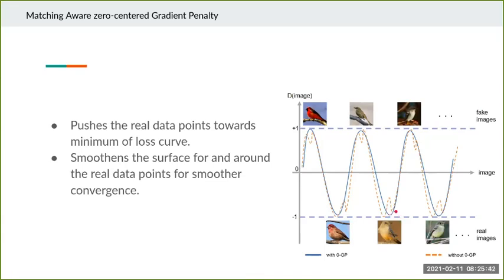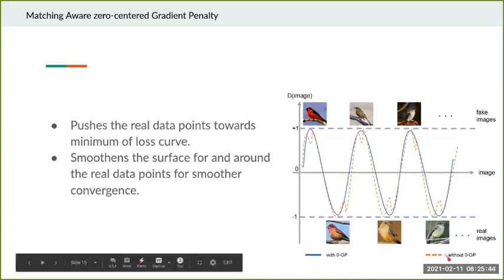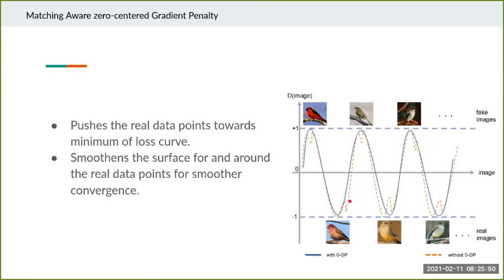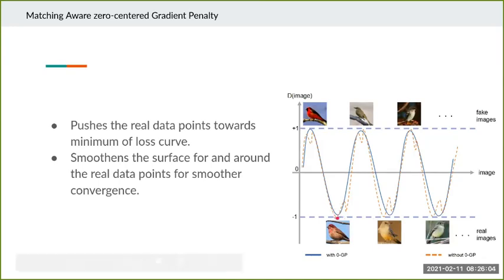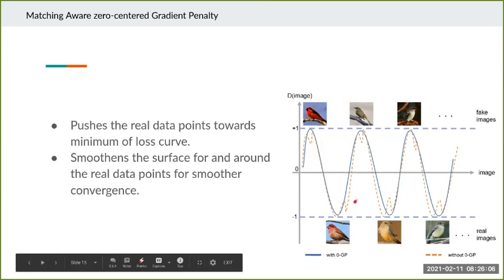And another thing that it tries to do is, if you look at it, without using the gradient penalty, this is what the curve looks like. So there is much change as compared to the curve with the penalty. You can see the curve has now smoothened out. So it makes the minimization or convergence process very smooth as compared to what it was before. So these are the two things that they are trying to do.